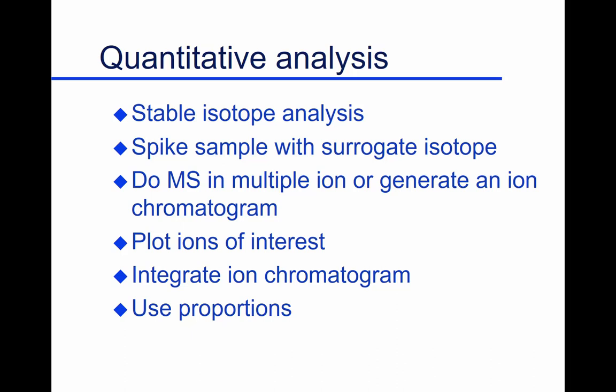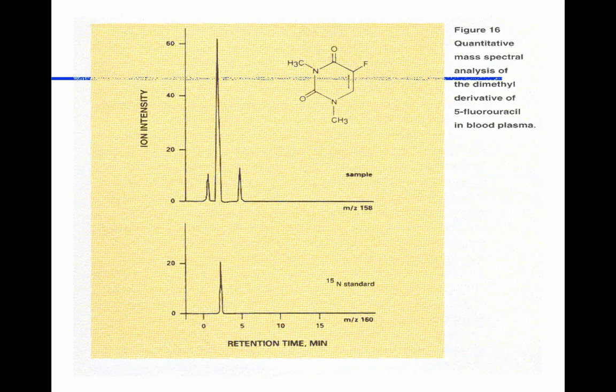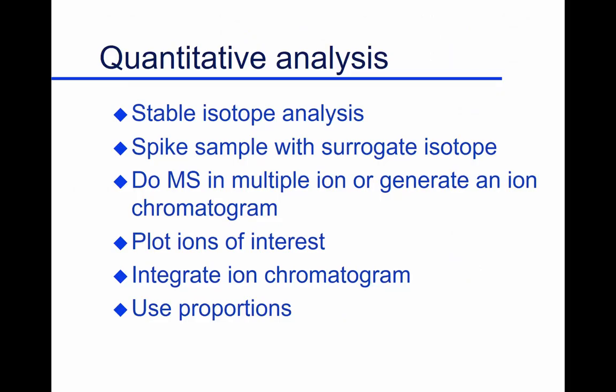Our most favorite method, but the most expensive method, and oftentimes sufficiently expensive that we can't use it, is stable isotope analysis. And this is, again, a beauty of mass spectrometry. If we want to do stable isotope analysis, we spike a sample with an isotope of what we want to measure. I don't remember what we have showing. I guess this example is 5-fluorouracil. So what we would do is, if we want to measure something, my interest would be something like benzaldehyde, cherry flavor, right? A simple chemical.